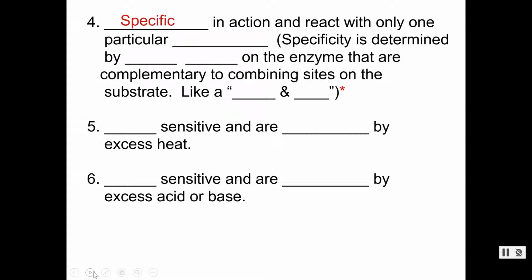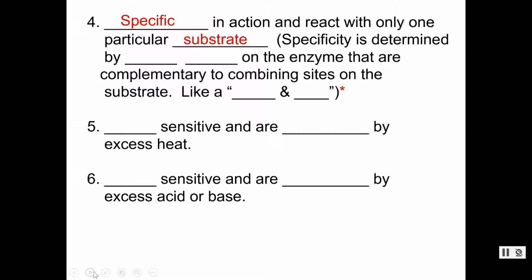Okay, so specific in action. They react with only one particular substrate, and we mentioned that as well. Enzyme 1 only binds to A and takes it to B. If we go back to that representative metabolic pathway, do you have your notes out in front of you? Can you refer back to that? It would be helpful. All right, so specific in action reacts only with one particular substrate.